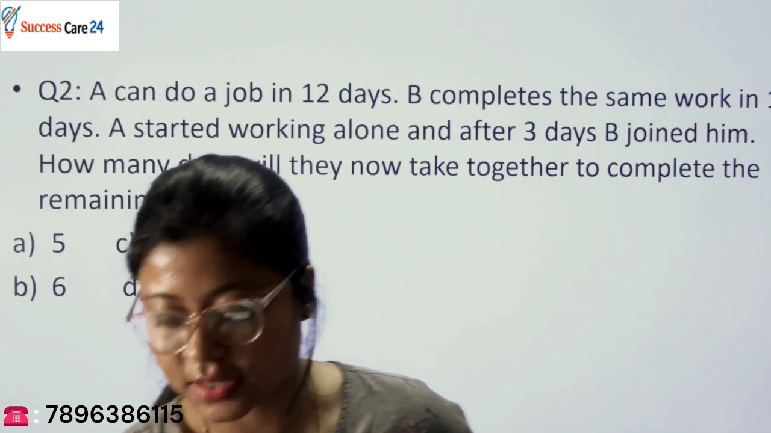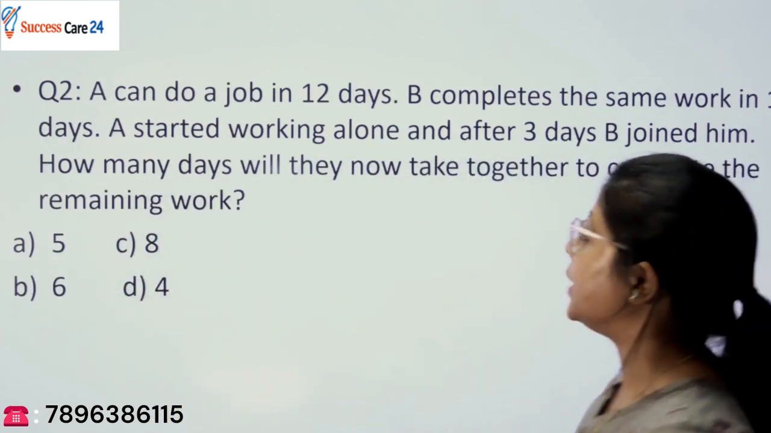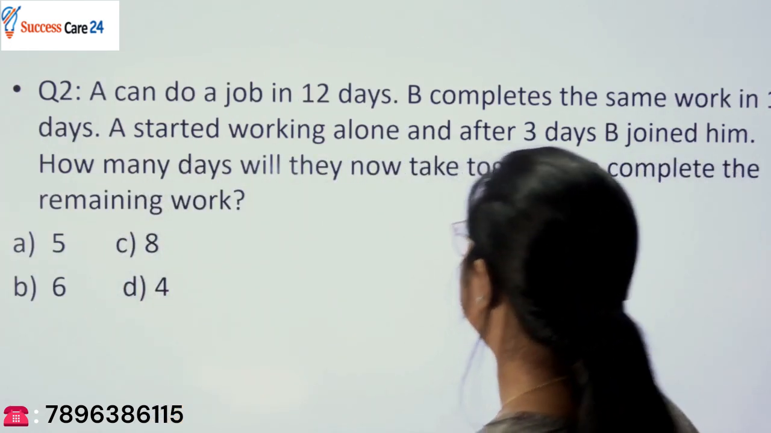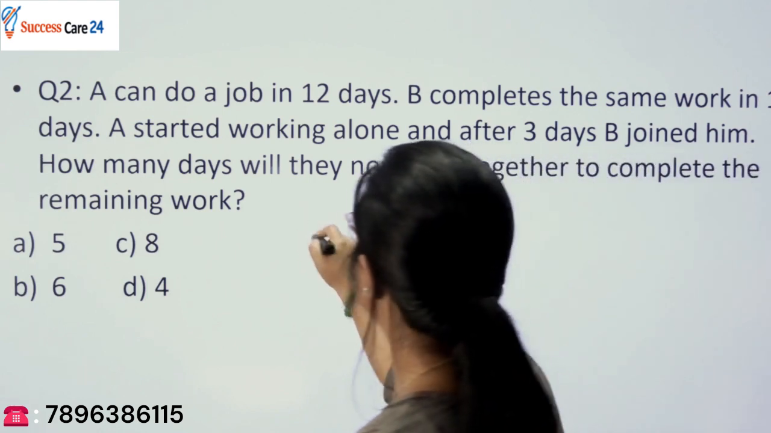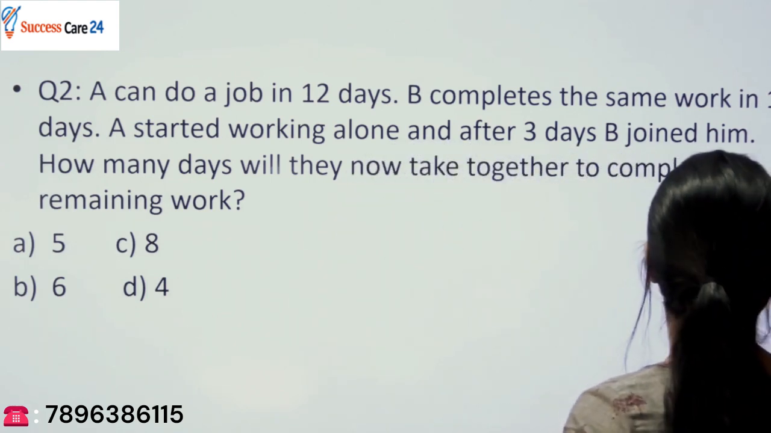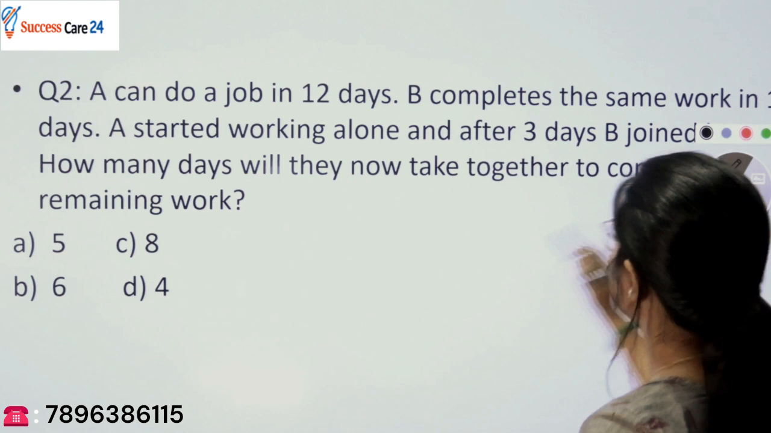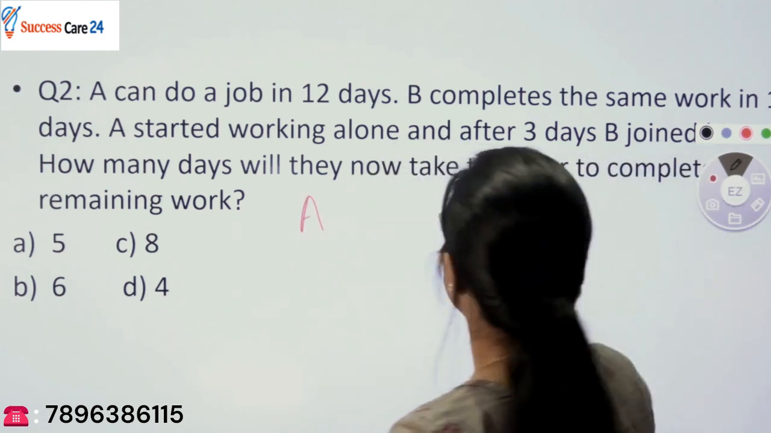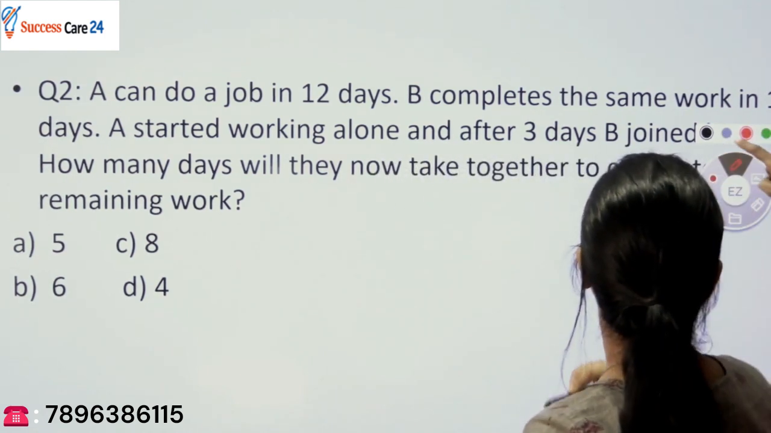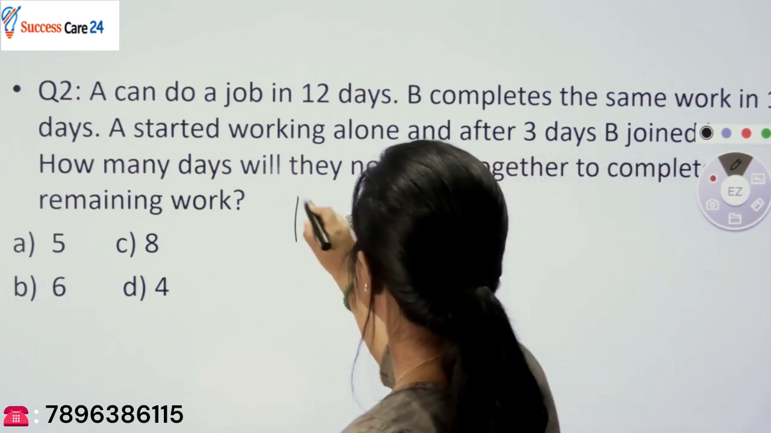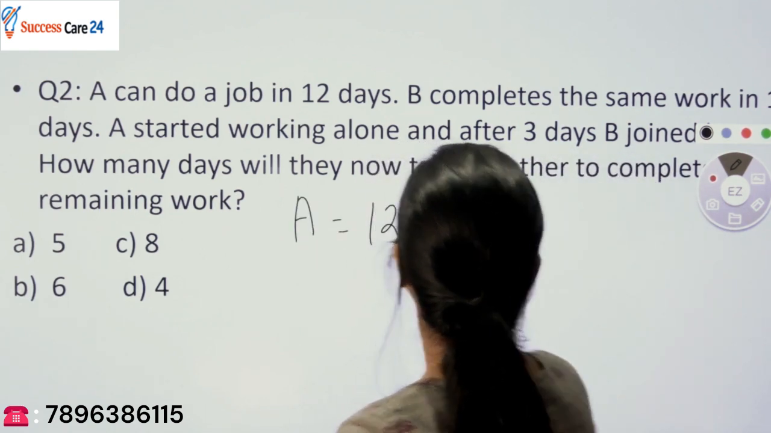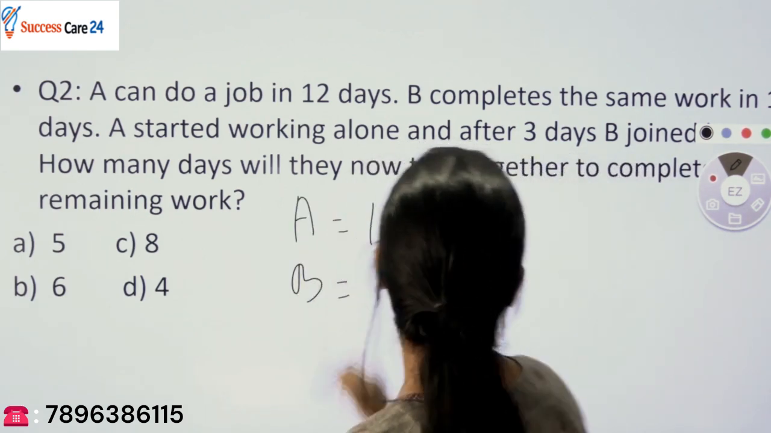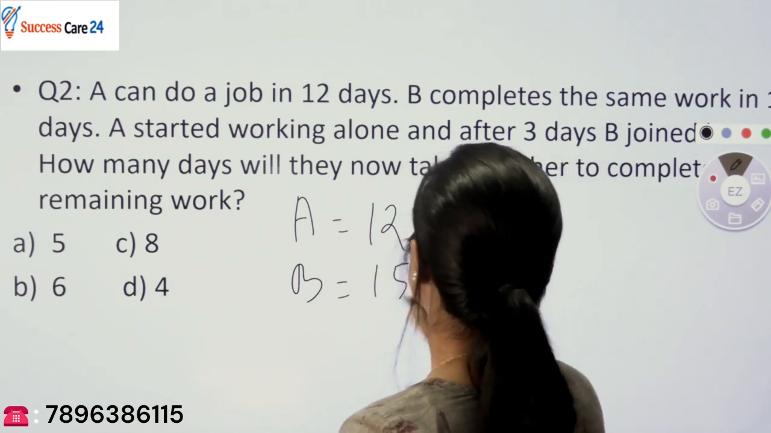So here you are given that A can do a job in 12 days. A can do the job in 12 days. And B completes the same work in how much? 15 days. It is given.